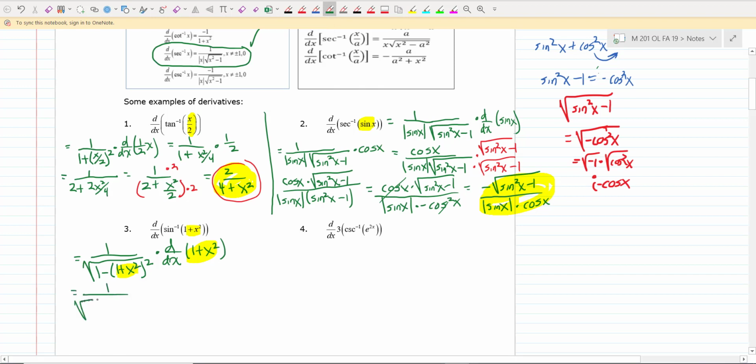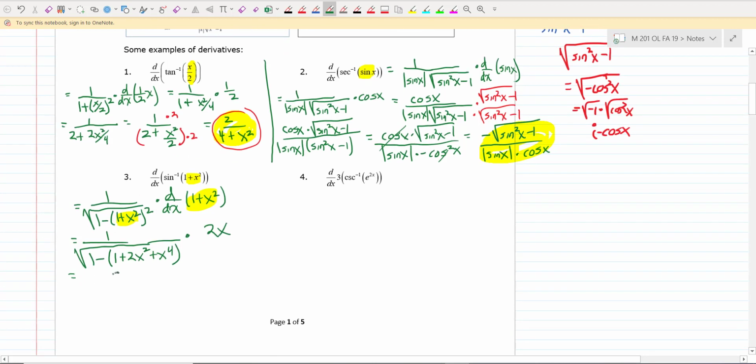So this would be 1 over the square root of 1 minus... We could leave that alone, or let's just go ahead and FOIL it out. It's really up to you. It doesn't really make any difference. I'm going to FOIL it out. That would be 1 plus 2x squared plus x to the 4th, all under that radical. And then the derivative of 1 plus x squared is 2x.